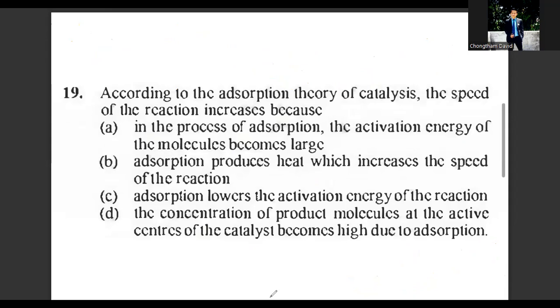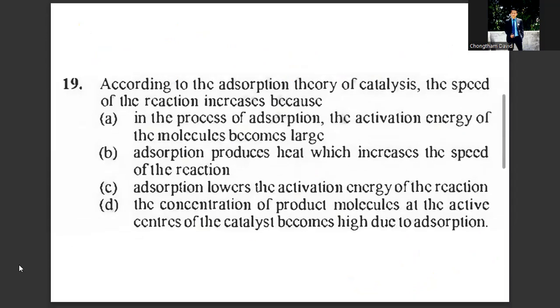Question number 19. According to the adsorption theory of catalysis, the speed of the reaction increases because adsorption lowers the activation energy. So 19 would be C. I hope it is clear.